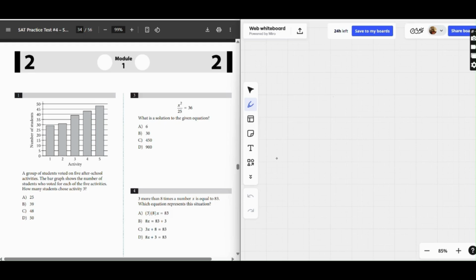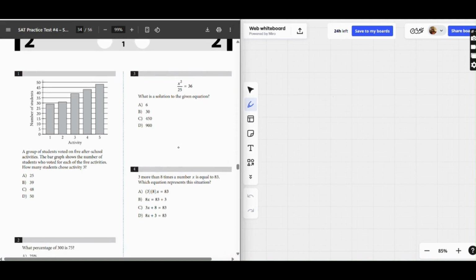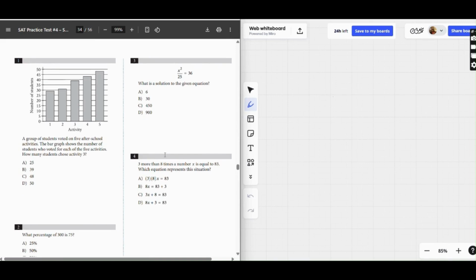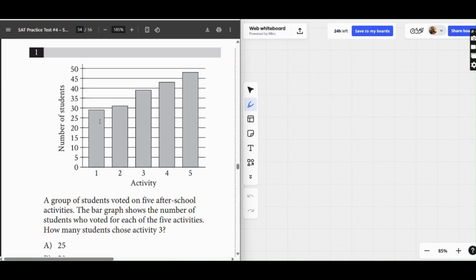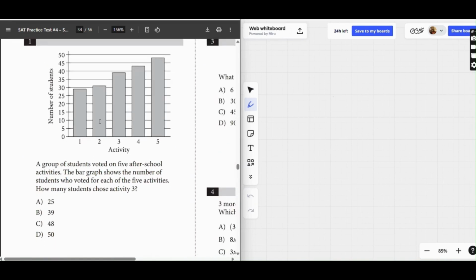This is a practice test from the College Board for the SAT. We just need to make sure that the beginning of this mathematics always is from the Heart of Algebra. All right, let's get into the first question. We just need to analyze the question and answer it.